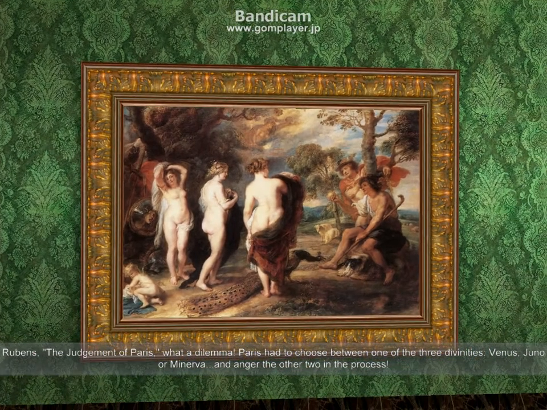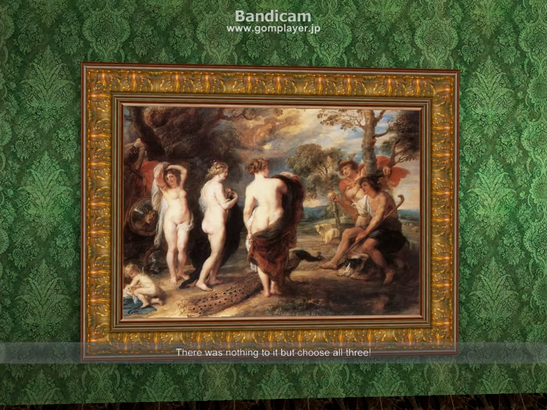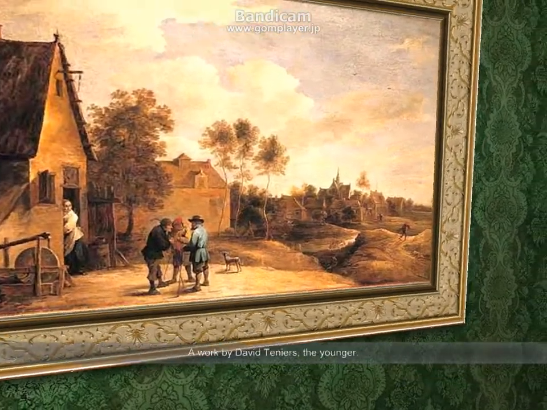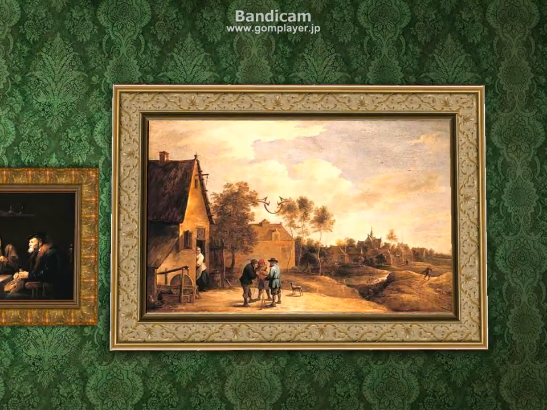Rubens, The Judgment of Paris. What a dilemma. Paris had to choose between one of the three divinities, Venus, Juno, or Minerva, and anger the other two in the process. There was nothing to it but choose all three. A work by David Teniers, the Younger.